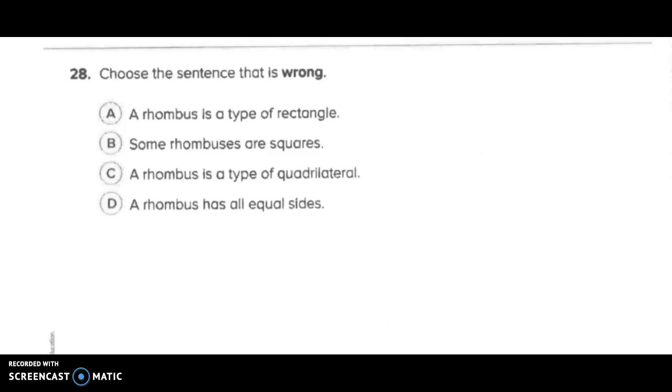Number 28. Choose the answer that is wrong. A. A rhombus is a type of rectangle. B. Some rhombuses are squares. C. A rhombus is a type of quadrilateral. D. A rhombus has all equal sides.